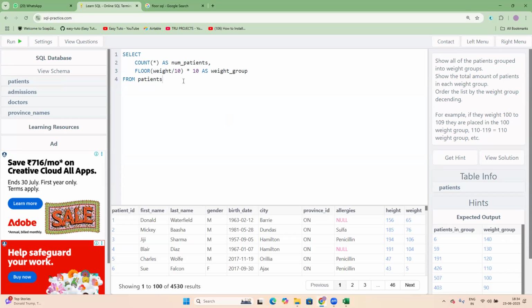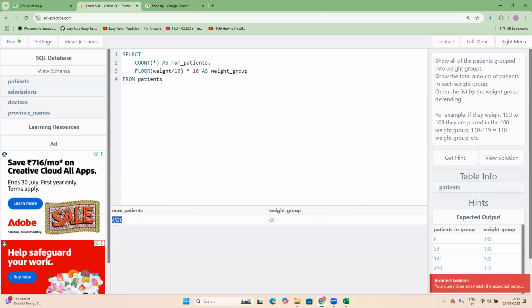Okay. So when I run this, I get something like this. Now, obviously, I'm using an aggregate function here, but this is not an aggregate function. This is just a calculation. So I can group it by weight group. Let's group it by weight group. Cool, it looks good.